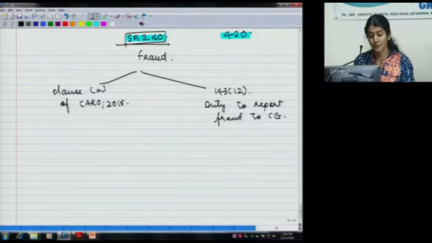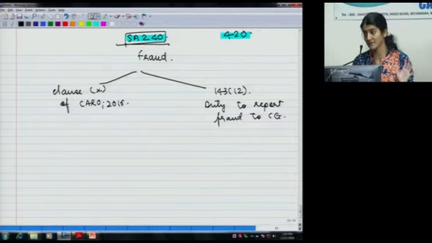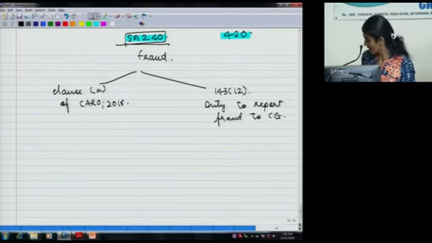You understand? And then tell the whole world 10-12 times. For fraud, you always have to remember 10-12 times. Why 10-12 times? Because clause 10 of CARO and 143.12, duty to report the fraud to CG. Does everybody understand that? Okay.